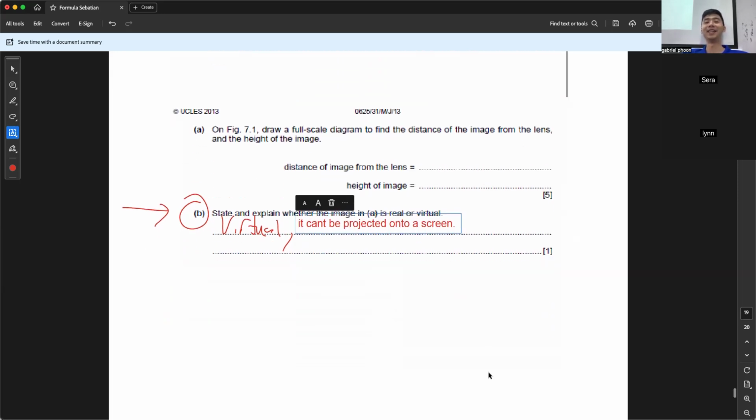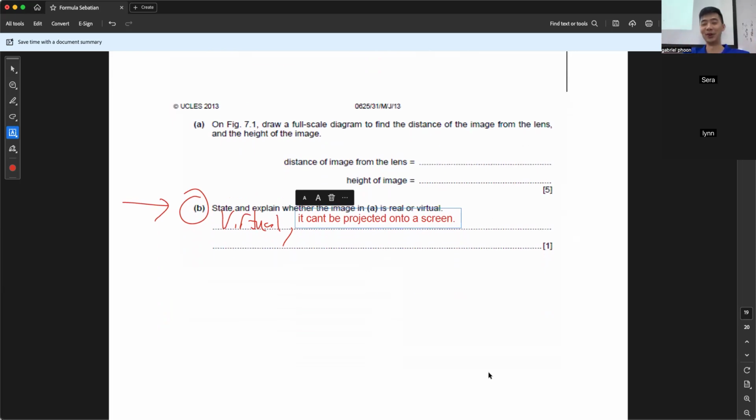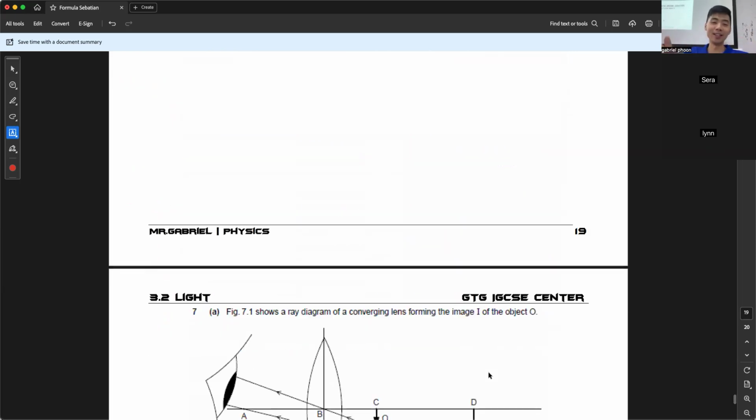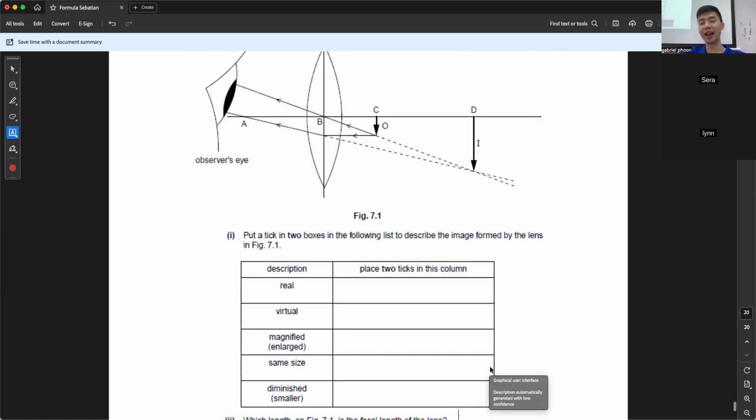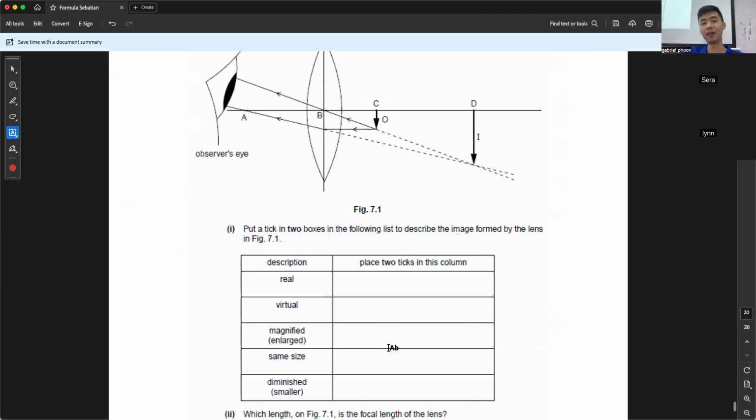I'm losing my mind here, guys. Don't ask me all these stupid questions. I don't know the answer. This is physics, not philosophy. Okay, everyone, next, moving on. This one, I think everyone got it correct. Yeah, it's going to be virtual and magnified, right?